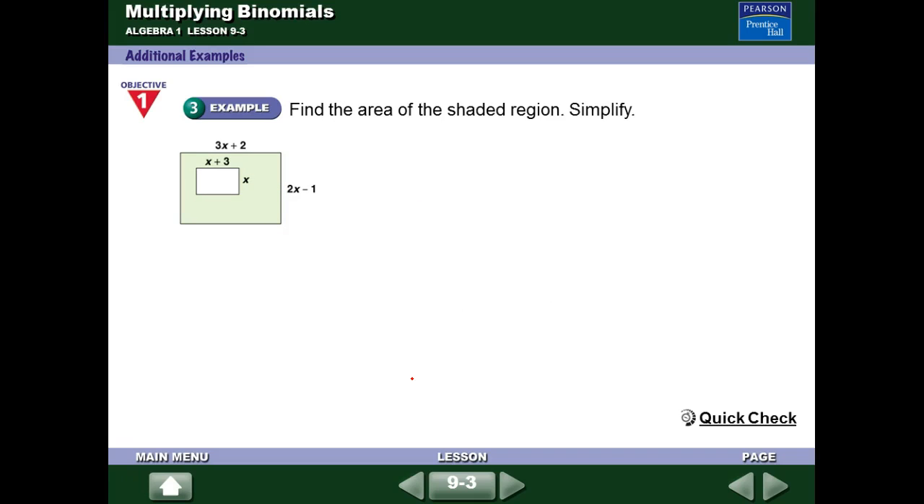Next, they are asking you to find the area of the shaded region. So we've got to find the area of this first box here. So how do you find the area of a rectangle? Well, we take base times length. 3x plus 2 times 2x minus 4. It's going to give you the area of your outside. We need to subtract then the area of this white rectangle. So that's going to be x times x plus 3.